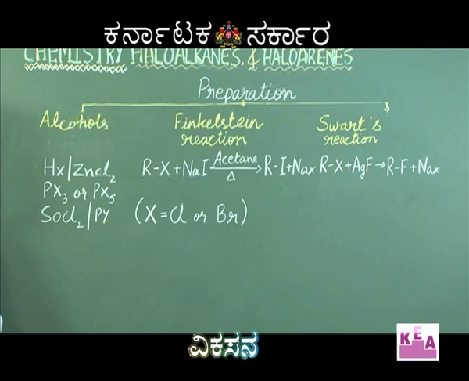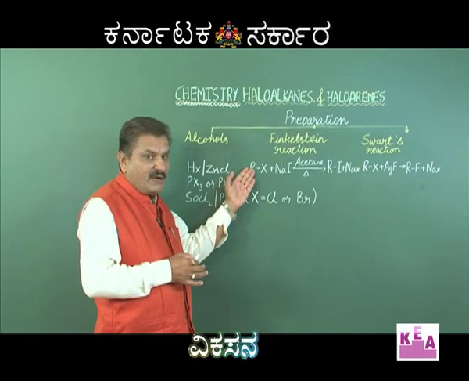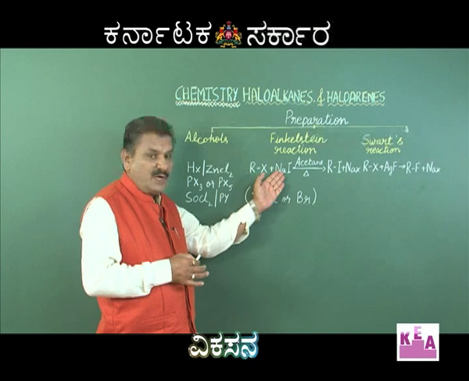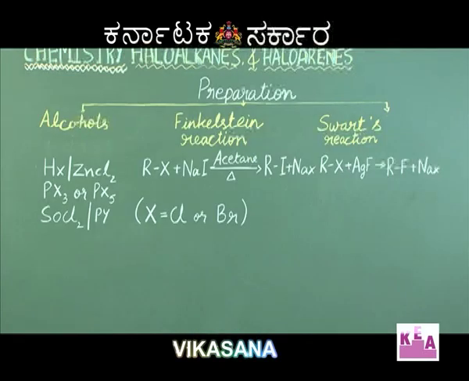Another important method is halogen exchange method, wherein the Finkelstein reaction involves preparation of alkyl iodide and Swarts reaction involves preparation of alkyl fluoride. In Finkelstein reaction, alkyl chloride or bromide reacts with sodium iodide to give alkyl iodide, while in Swarts reaction, alkyl halide like alkyl chloride or alkyl bromide reacts with metal fluorides like silver fluoride to form alkyl fluoride.